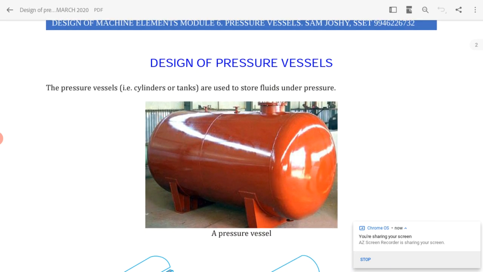Pressure vessels are those which are used to store fluids under pressure above atmospheric pressure. The normal gas cylinder which we see in our home and the tankers which carry LPG gas which we see on our roads are all pressure vessels. Our boiler is a pressure vessel. So how do we design such pressure vessels?